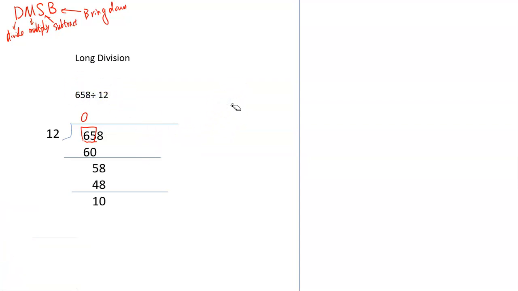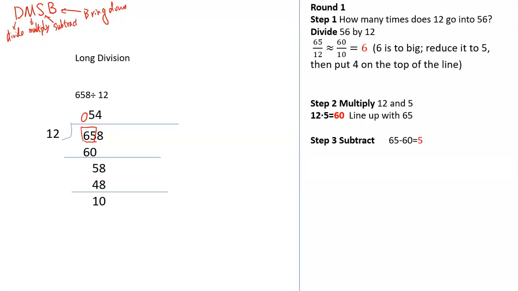So I'm going to show you the first step right here on the right. Like I said, we're trying to figure out how many times 12 goes into 65. We divide 65, sorry, that's a typo here, 65 by 12. And that gives us 6. It might be difficult to see, but actually it's 5 times, not 6 times.